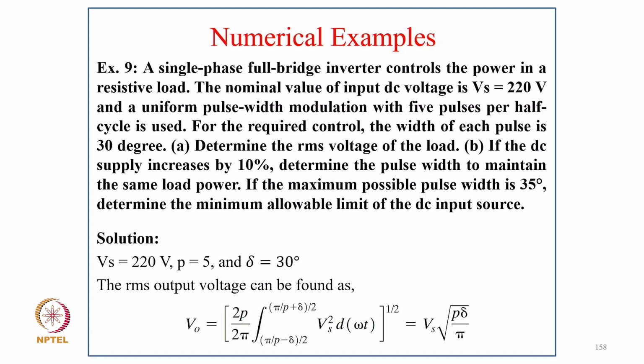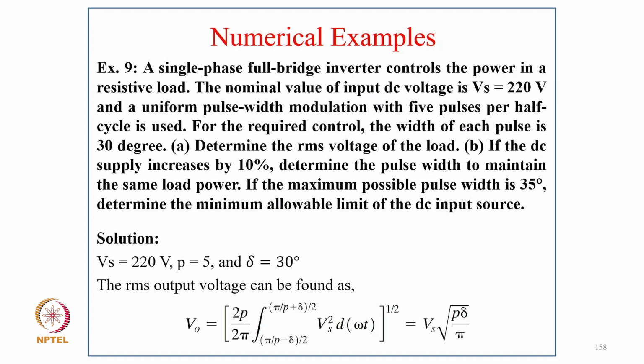Coming to example 9. A single phase full bridge inverter controls the power in a resistive load. The nominal value of input DC voltage Vs equal to 220, and uniform pulse width modulation with 5 pulses per half cycle is used. Find the required control width of the pulse of 30 degrees. Determine the RMS voltage of load. If the DC supply increases by 10%, determine the pulse width to maintain the same load power. If the maximum possible width is 35 degrees, determine the minimum allowable limit of the DC source.